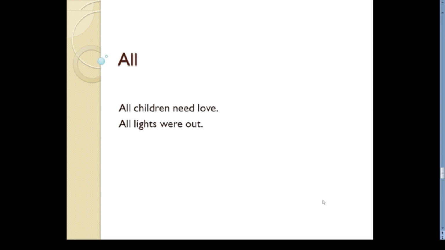Here after all we used the plural noun children. It is also followed by the plural verb need. If we use every, it should be "every child needs love." Every should be followed by a singular noun and a singular verb. All lights were out. Here the noun lights is plural in number and the verb were is also plural.